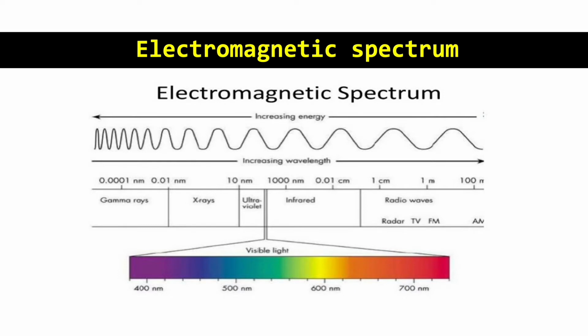So the highest energy radiation is gamma rays, then X-rays, ultraviolet, and then only comes the visible light. Then infrared, radio waves, radar, TV, FM all come next. From this electromagnetic spectrum, the only wavelengths visible to the human eye are from approximately 400 nanometers to 700 nanometers. We call that region the visible region.